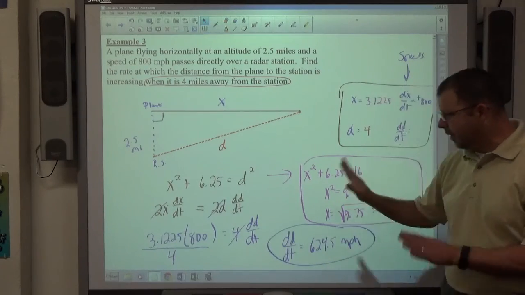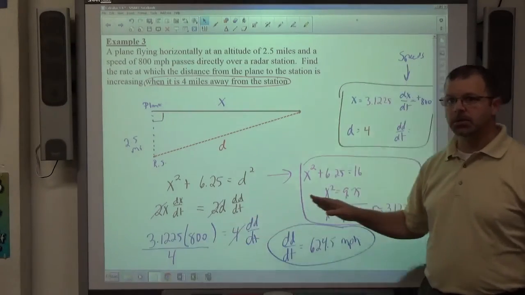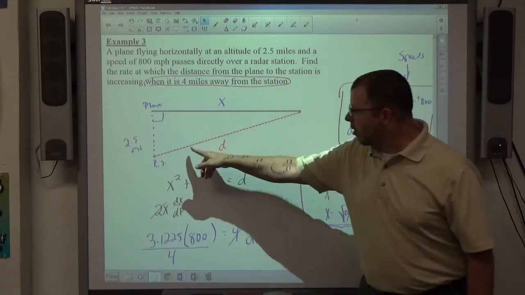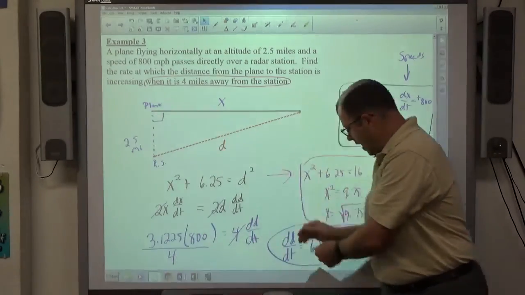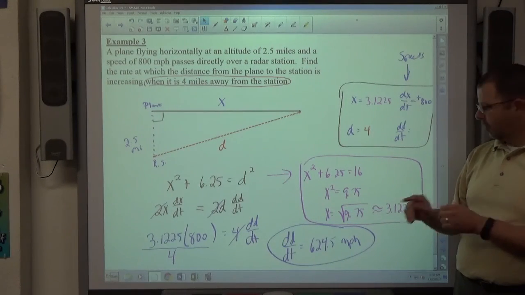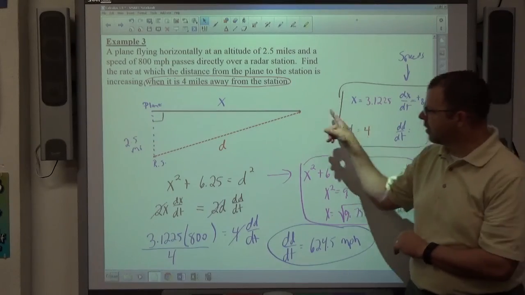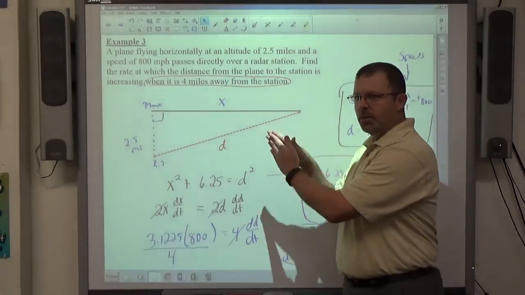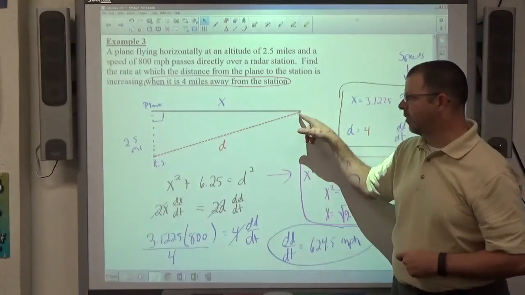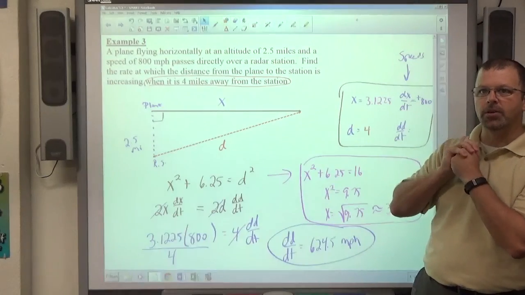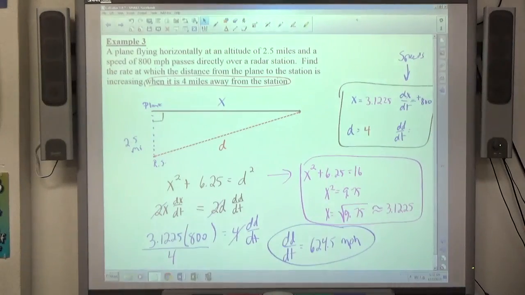Notice the number here came out as a positive number. The speed was positive for x, right? And notice d is increasing, and we got a positive speed there also. So 624.5 miles per hour is the distance change here. Obviously the plane's not flying that direction, but if you're here and the plane's here and you want to know how quickly you're getting away from that person in the radar station, that will be the speed at which you're moving in that direction.